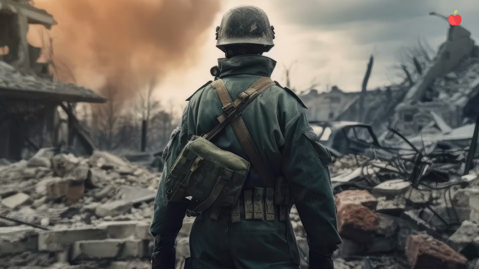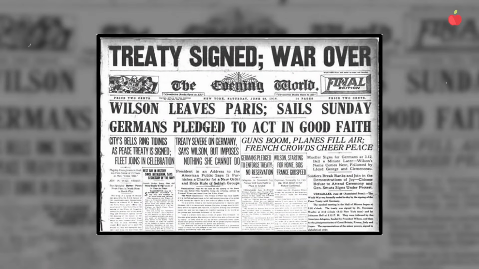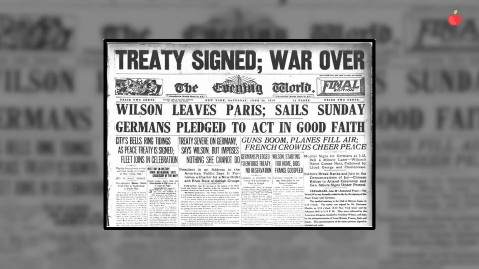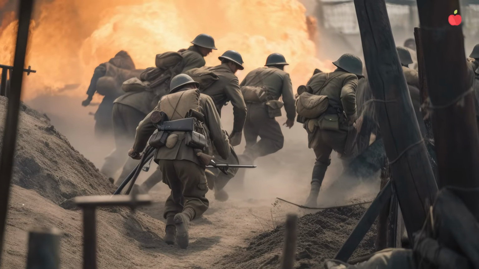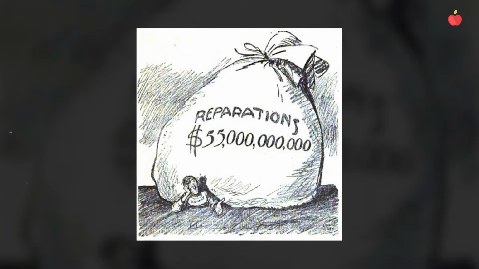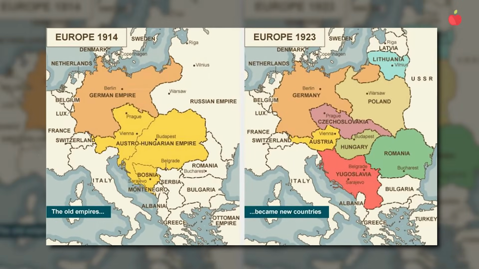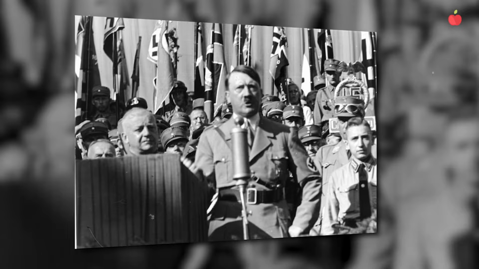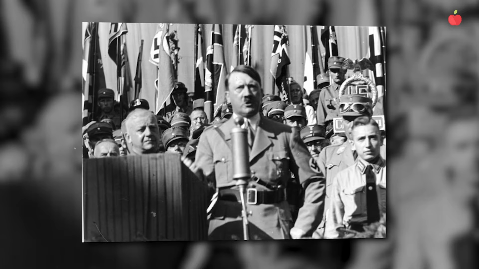First and foremost, the Treaty of Versailles, which was signed in 1919 and officially ended World War I, actually laid the groundwork for future conflicts. The treaty imposed harsh punishment, including high reparations and territorial losses on Germany. It led to economic instability and deep resentment among Germans. And it provided perfect conditions for extremist ideologies.